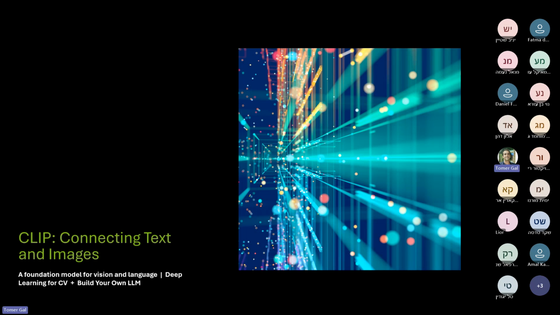So overall, this specific topic is relevant for both of the courses, Build Your Own LLM and also Deep Learning for Computer Vision, because it's exactly the bridge between these two domains. Okay, so we'll have the overview, understand the architecture, objective, etc., discuss some zero-shot demos it has, and the implications.